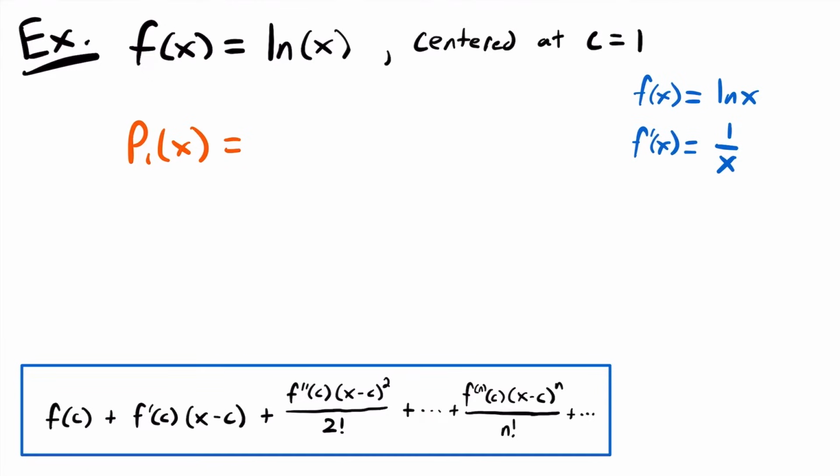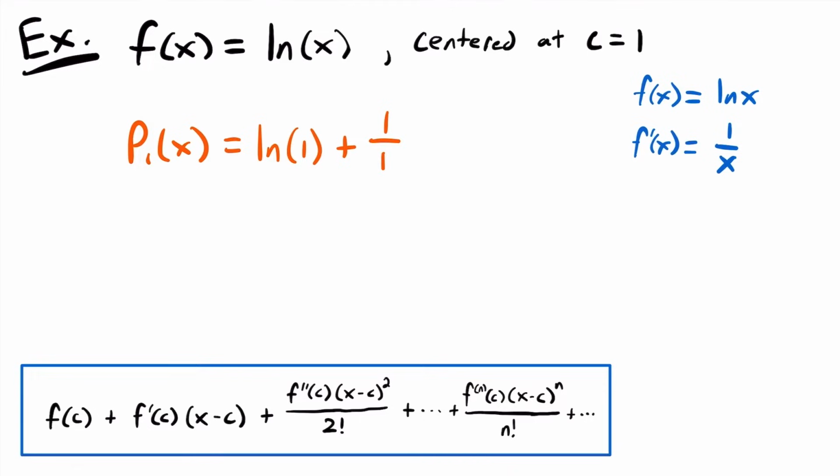Our first term is f of c, or our function evaluated at 1. That's our value of c. So we're going to have the natural log of 1, and then we're going to add that to the derivative evaluated at c times x minus c. So our derivative is 1 divided by x, and so we have 1 divided by 1, right?